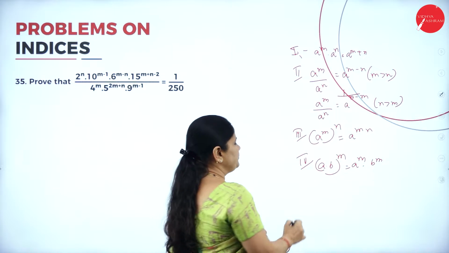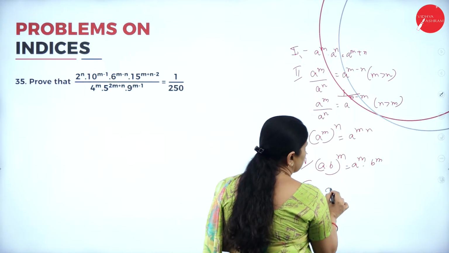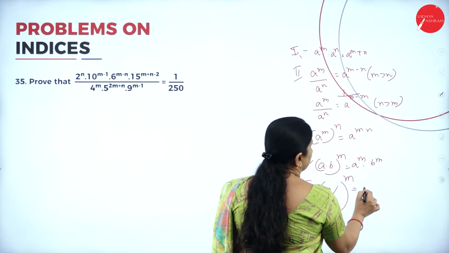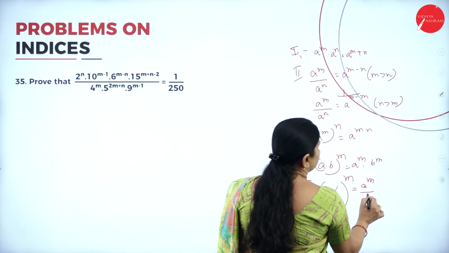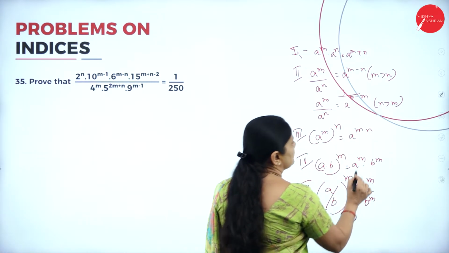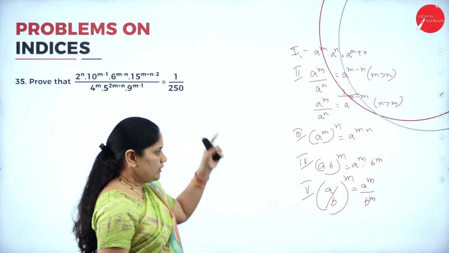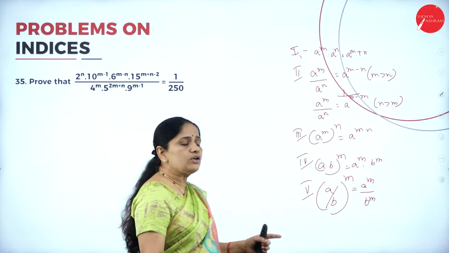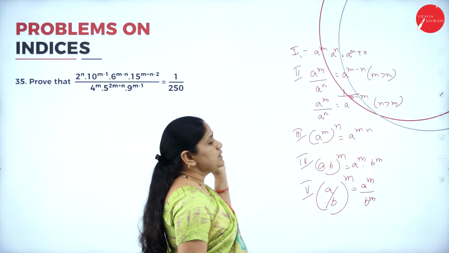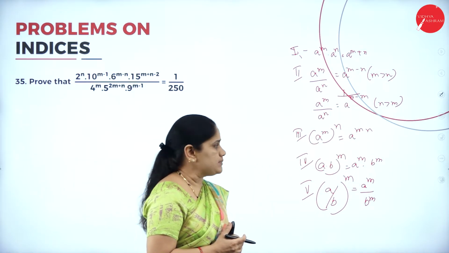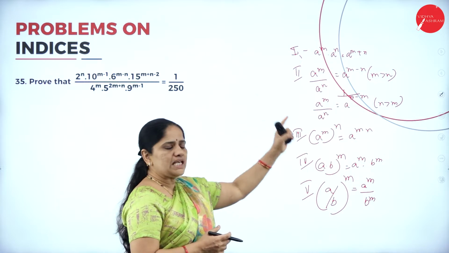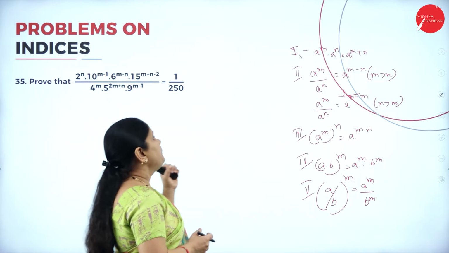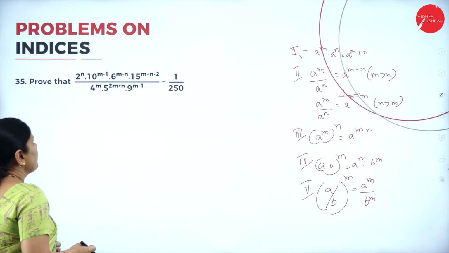Now, the fifth law. What does the fifth law tell us? A by b to the power m equals a to the power m by b to the power m. So, we should be thorough with these laws. Only when we are thorough with these laws, we will be able to work out the problems. Now, these are the basic laws based on which these problems are given. Now, let us go in for the problem.